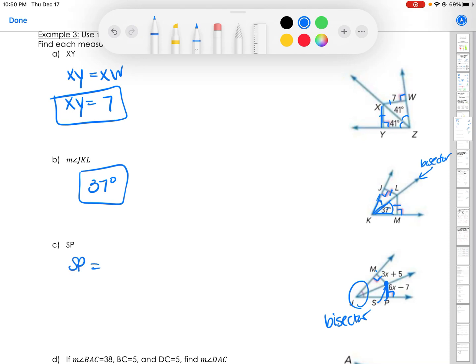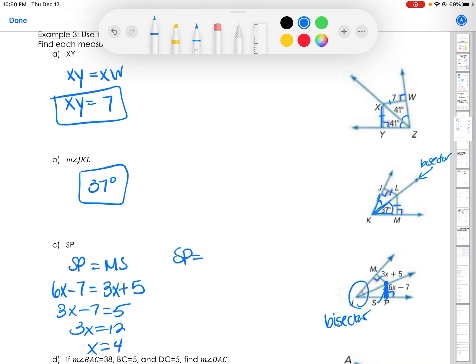So SP is going to be equal to MS, and we can set their measurements equal. So SP is 6x minus 7, MS is 3x plus 5. And let's solve for x and then plug it back in. So that's 3x minus 7 equals 5... that means 3x is equal to 12, or x is 4. So if we want SP, we're just going to substitute in 4 in place of x. So that's 6 times 4 minus 7, so 24 minus 7 is going to give us 17.